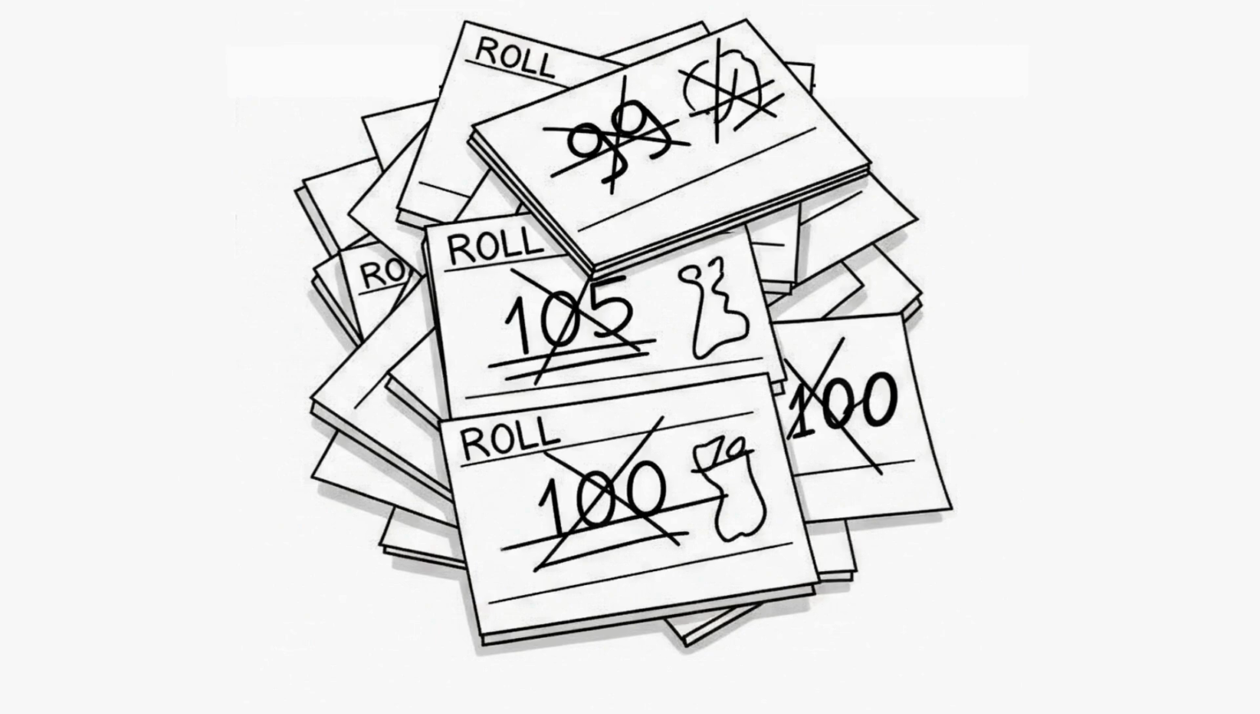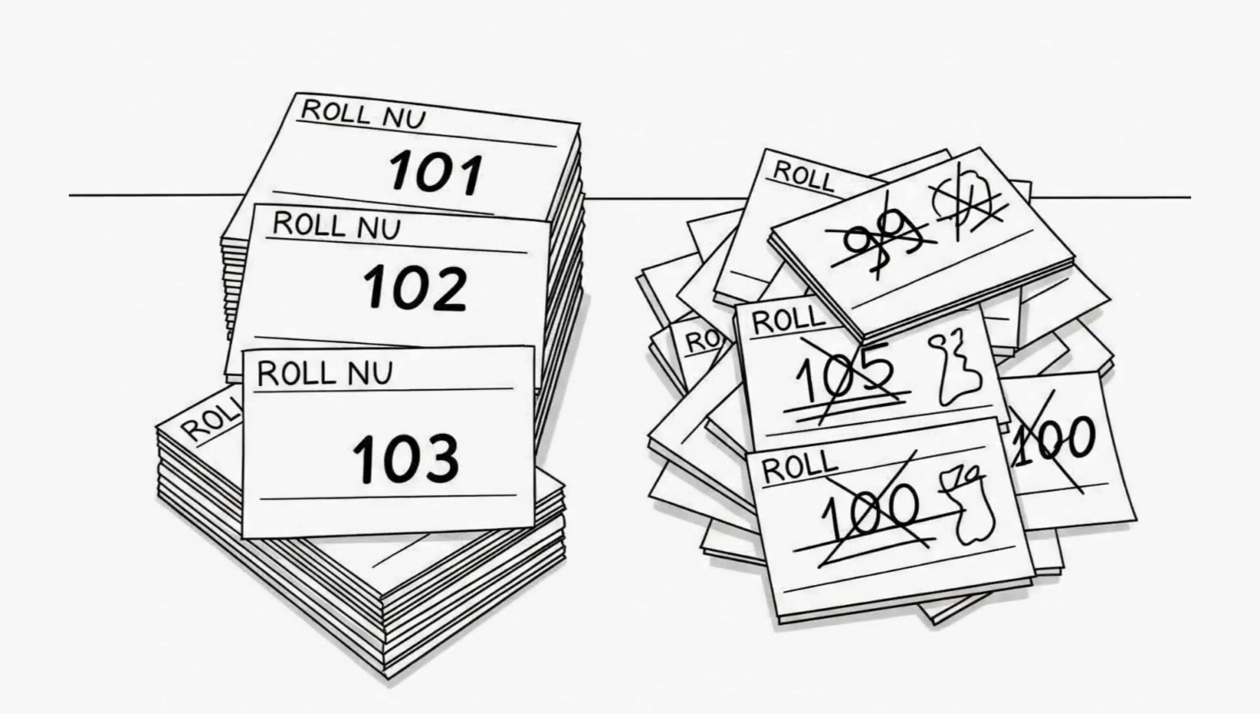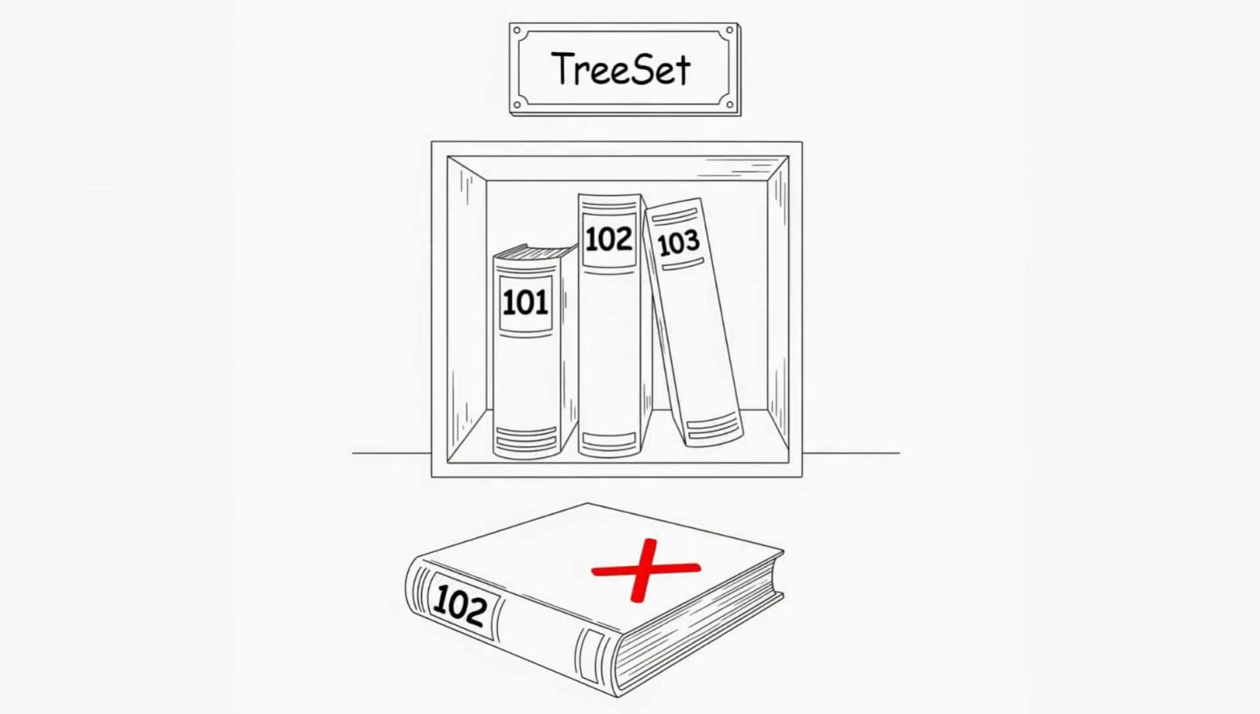You add numbers randomly, and when you print them, you have no control over how they will come out. Now imagine you are working with student roll numbers or IDs. You definitely want them in sorted order, like 101, 102, 103, not jumbled up. That's where TreeSet comes in.